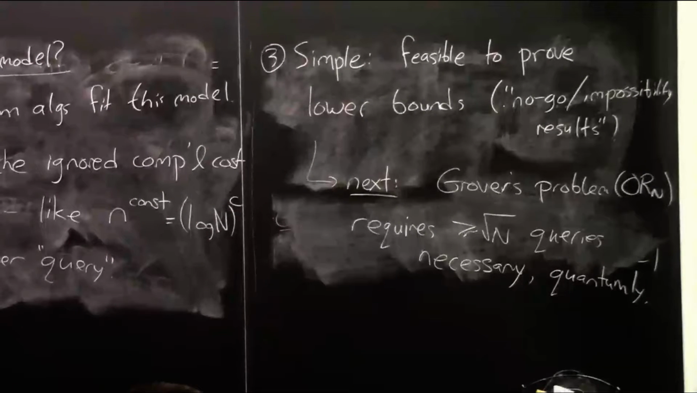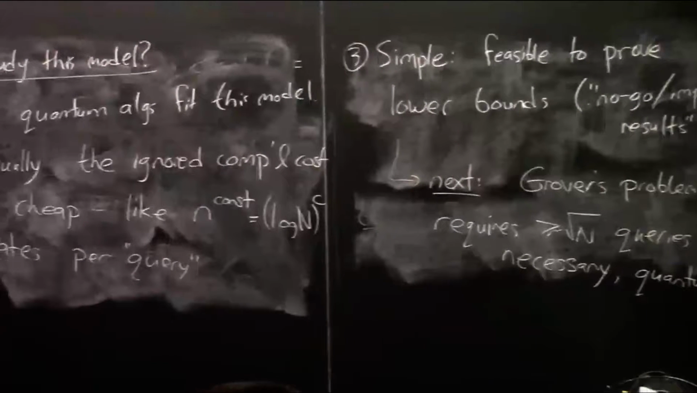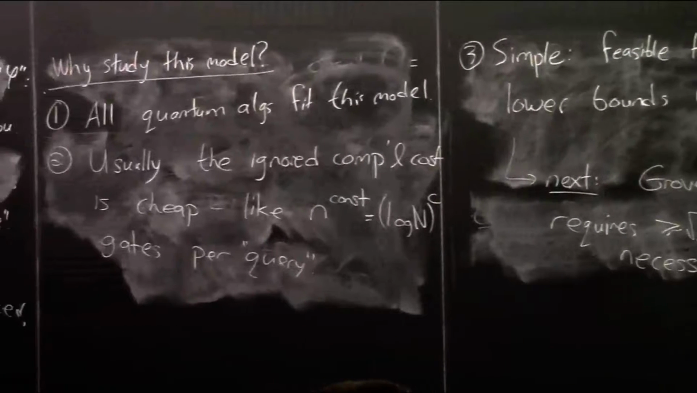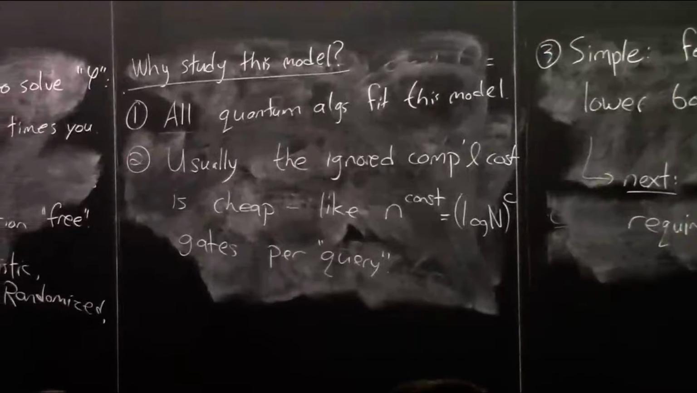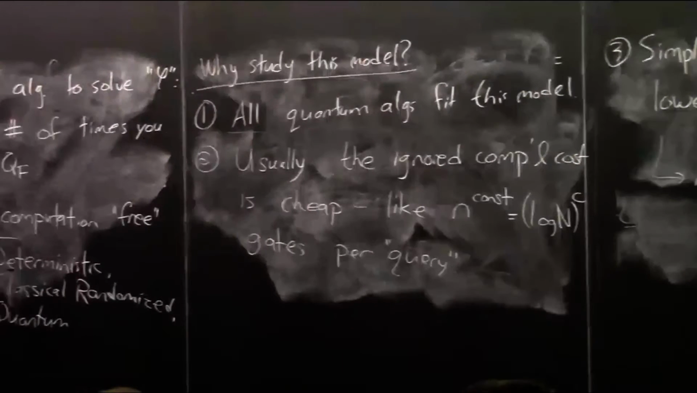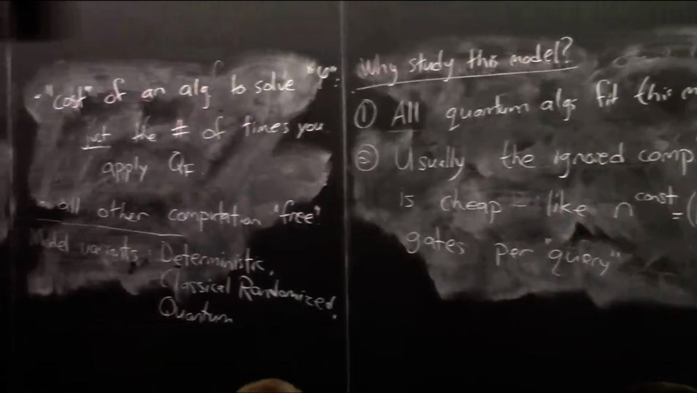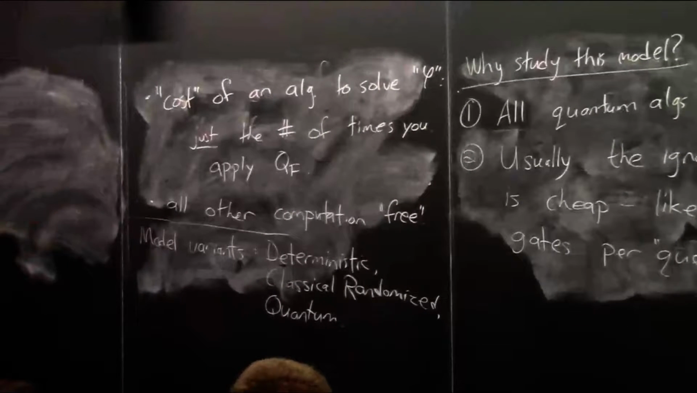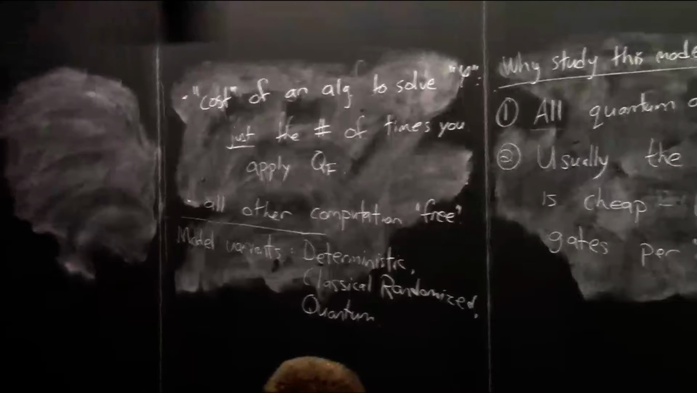Yeah, we basically can't prove anything in the usual model, except by diagonalization, like these time hierarchy theorems. That's pretty much all we got. It's life. Okay, so any more questions about the model? Now we're going to try to start studying problems within this model.